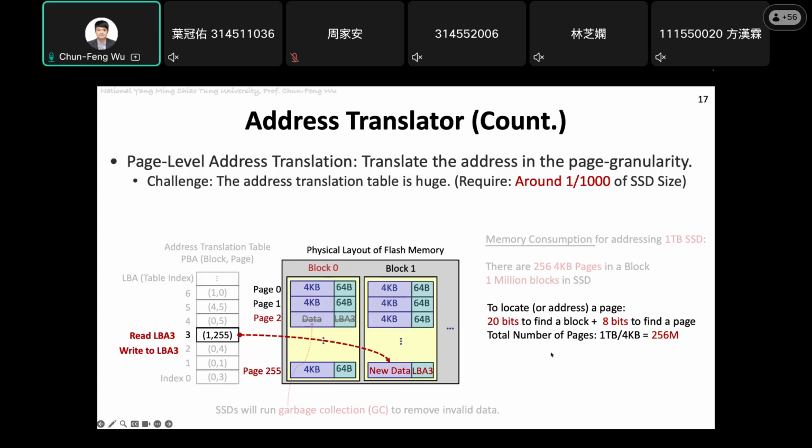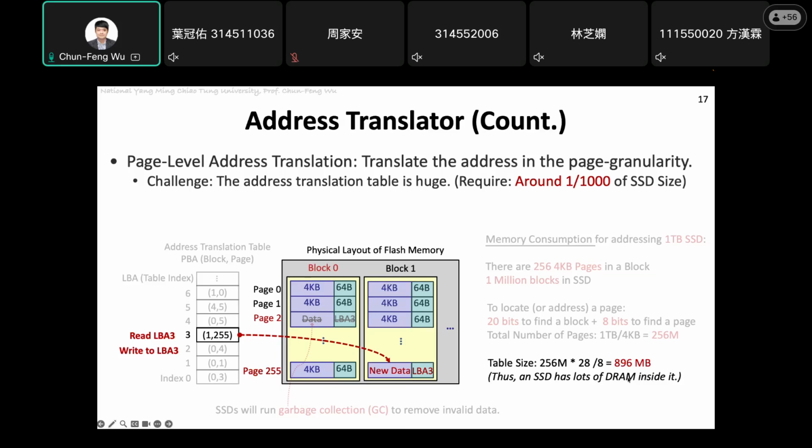And how many pages are there? You can just do some division. 1 terabyte divided by 4 kilobytes, so there are 256 million pages. Then the total size is 256 million times 28 bits. Because usually we use bytes, we divide it by 8. So now you can get 896 megabytes. So this is for a 4 kilobyte page size, with a block size of 256 pages, and a 1 terabyte SSD. This is the DRAM consumption we should have for maintaining the page table.